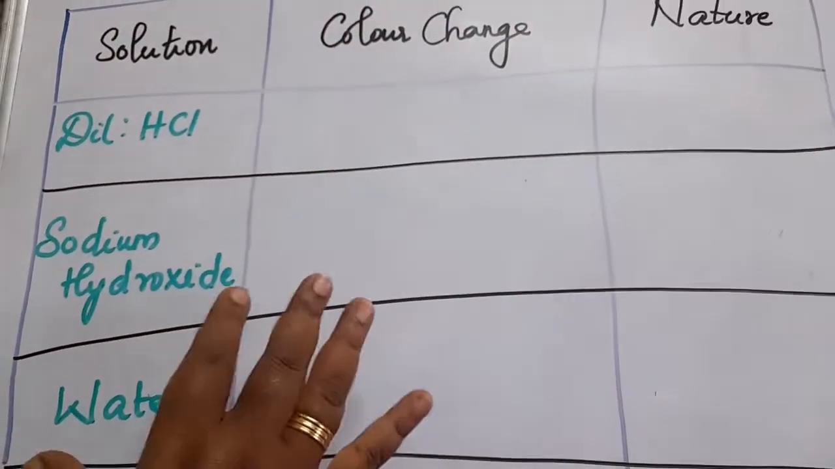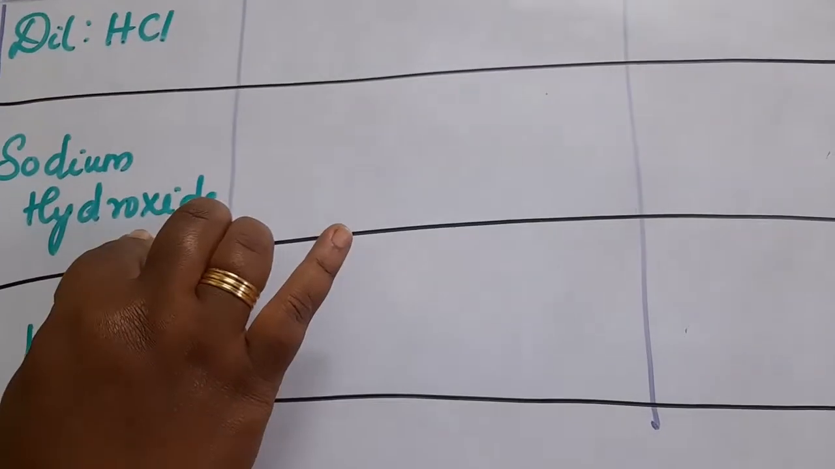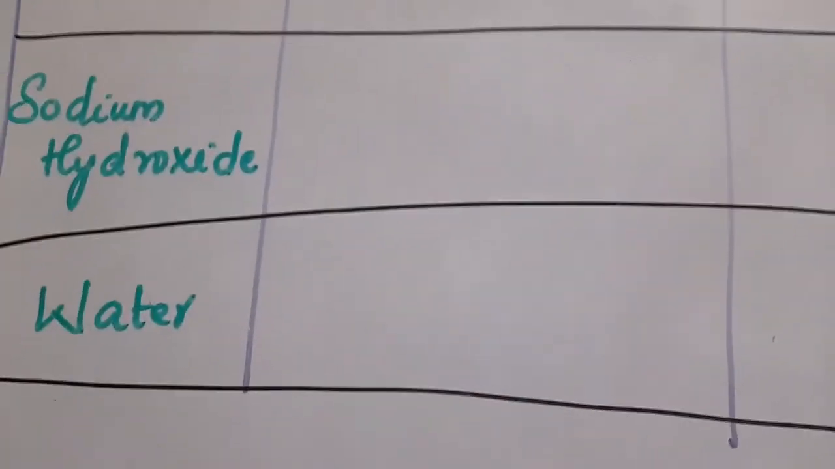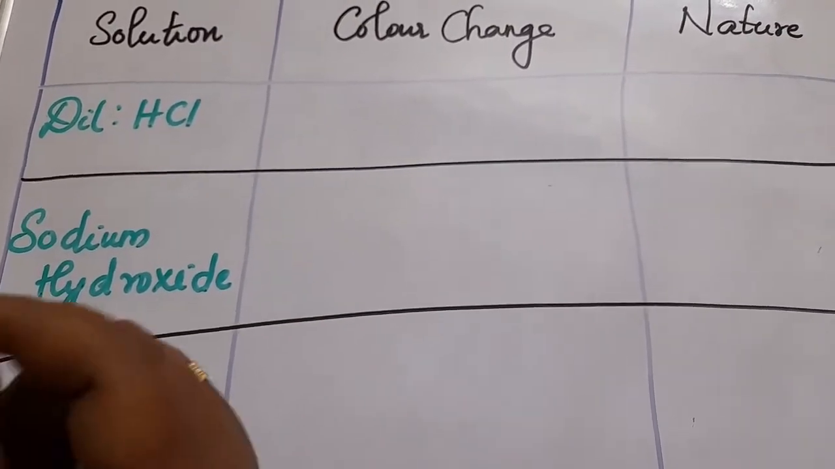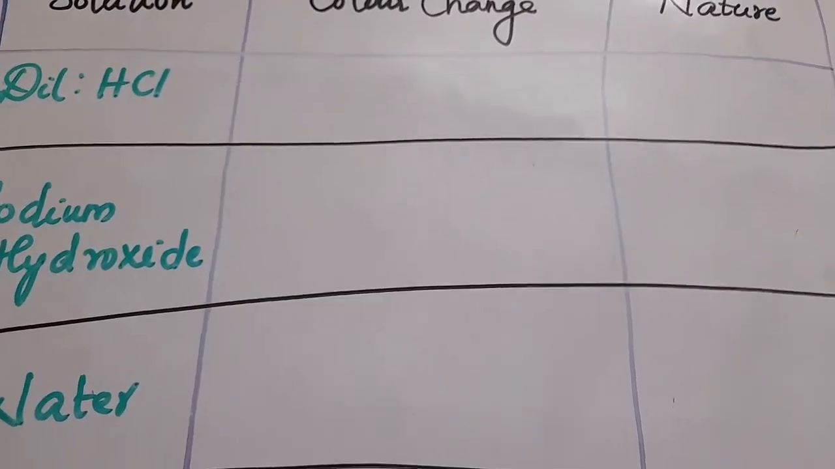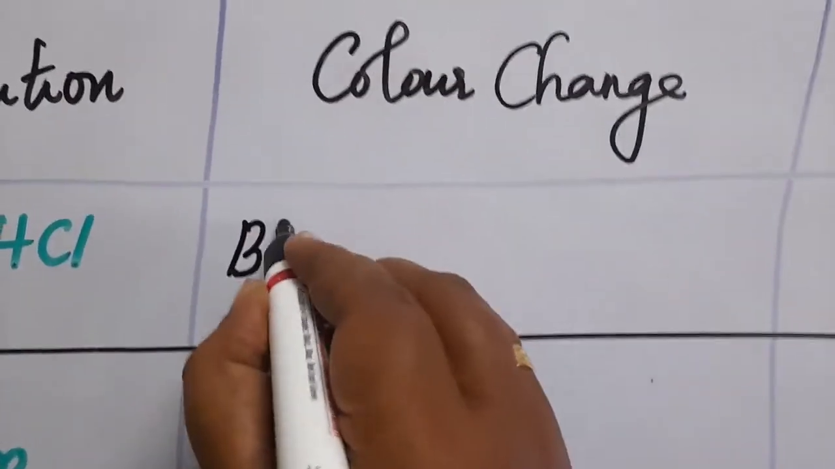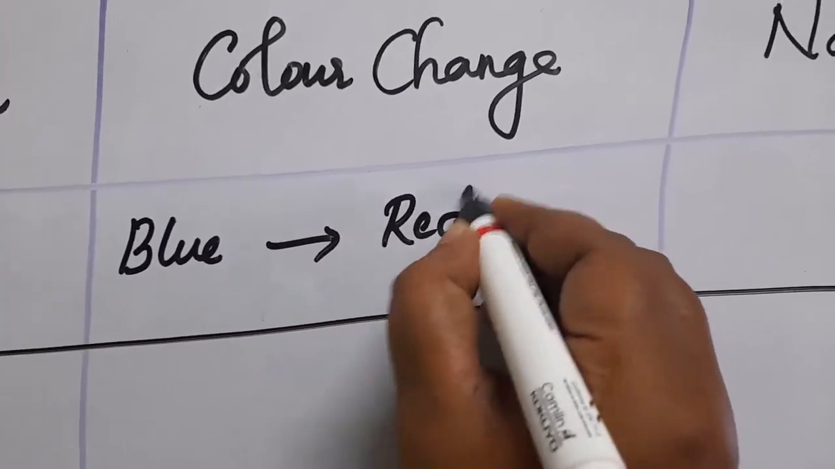I have drawn a table here, and I'm taking equal amounts of dilute HCl, sodium hydroxide, and water in 3 different test tubes. And I'm adding red litmus paper and blue litmus paper to find the nature of the solution. In dilute HCl, I could see that blue litmus paper changes to red.